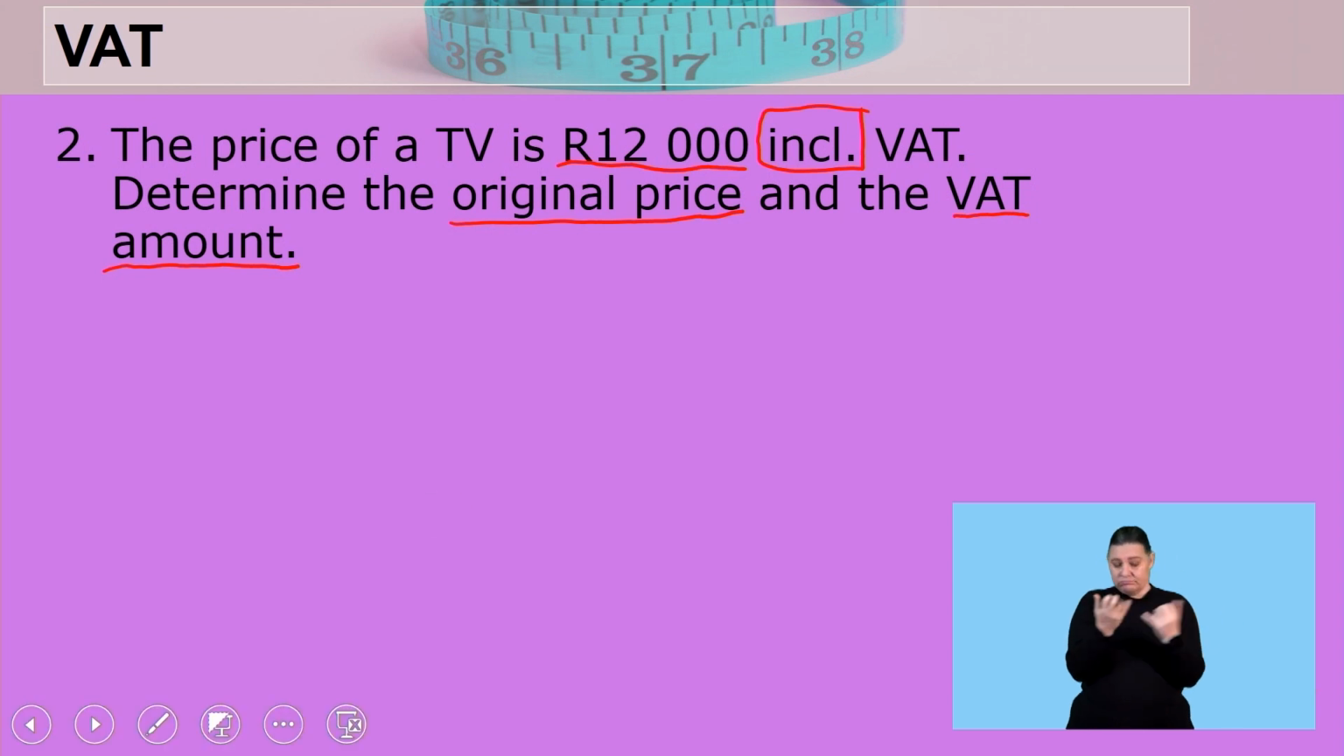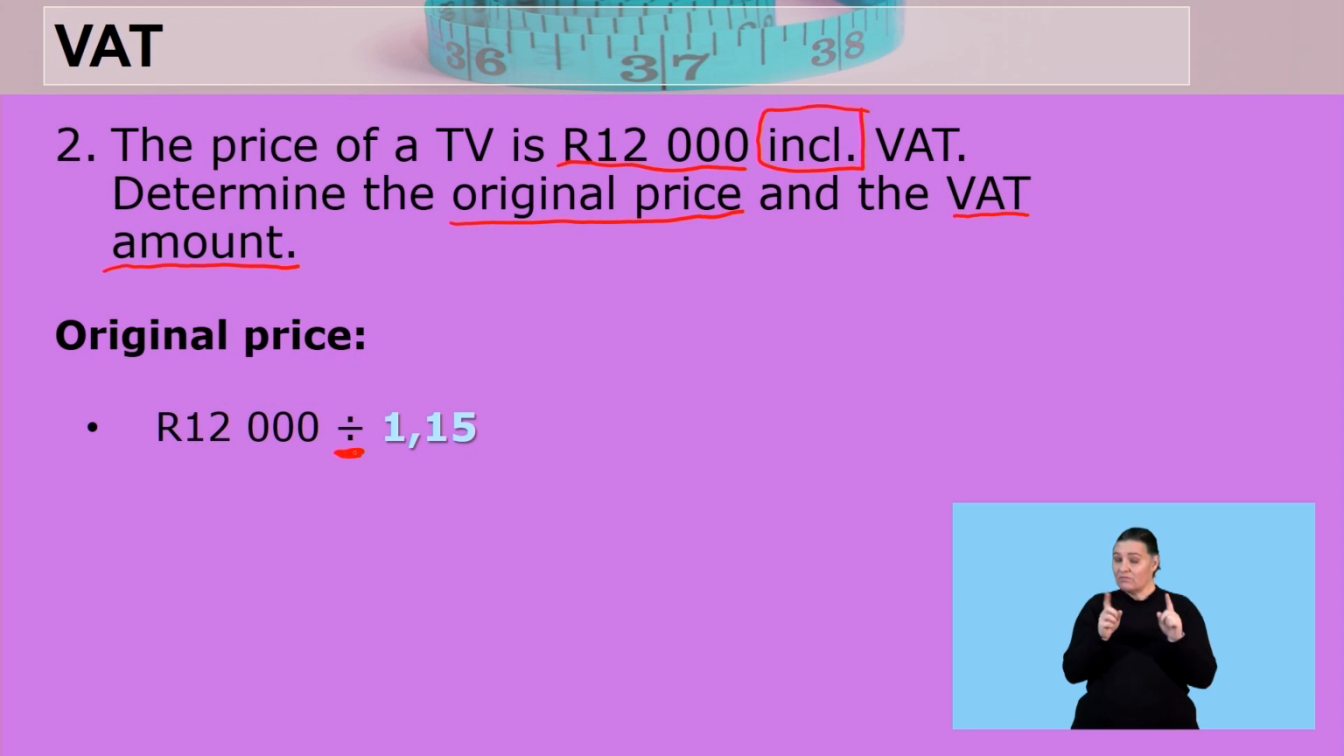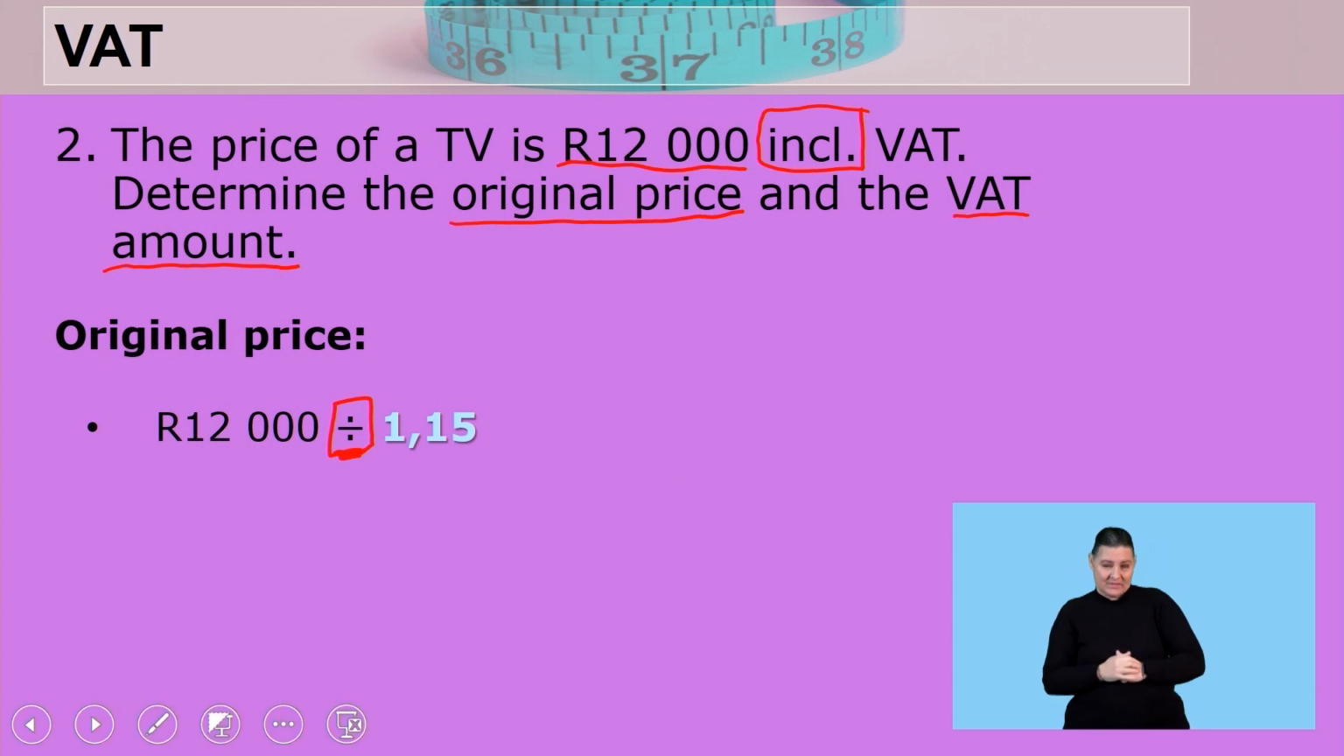So in this case, we're going with the other side of the calculation. For the original price, we've got to take the 12,000 Rand. Now here's your difference. We divide by 1,15. Remember with the previous example, we times by 1,15. So the trick here is knowing when to either times by 1,15 or divide by 1,15. And that comes with these words. Including VAT, we divide by 1,15. Excluding VAT, we times by 1,15. Let's see what else we need to do here.